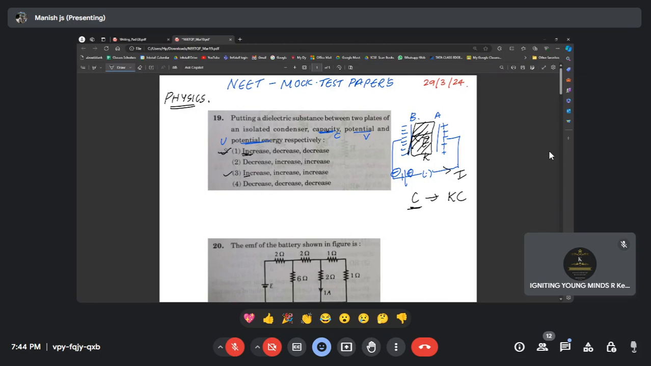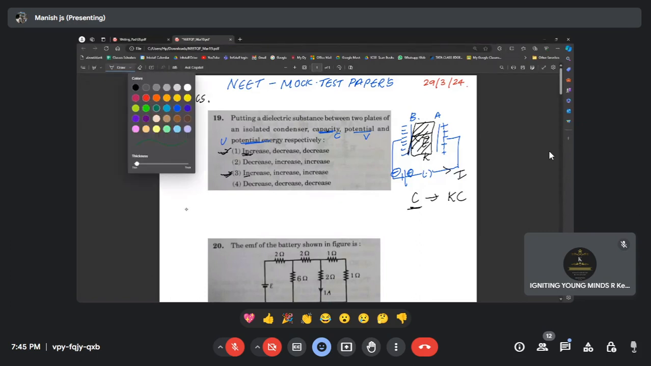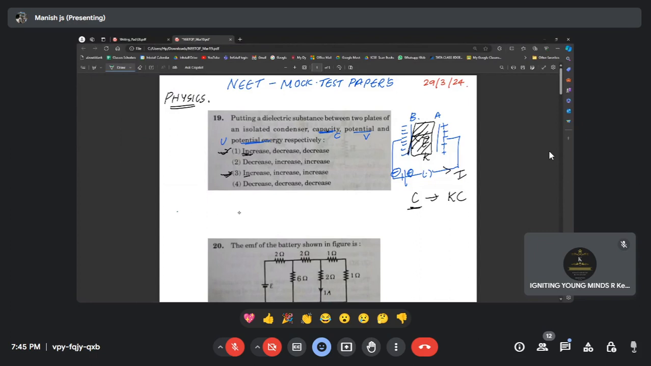So we have two options which we feel are right, option 1 and option 3. Now we have to decide between 1 and 3. We have to decide which one is wrong and eliminate that. So how do we do that? For that we need to write down the formula for the capacitance of a capacitor having a dielectric material with some K inserted between its plates.